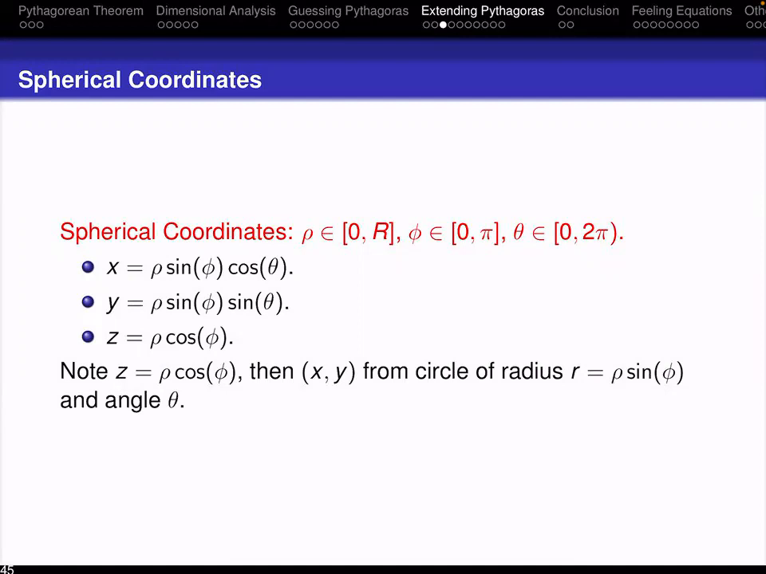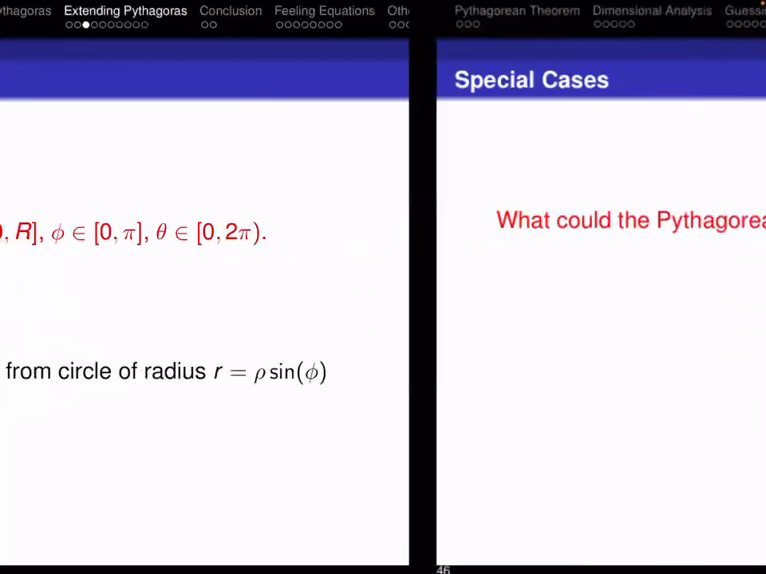So since z equals rho cosine phi, it's hard for me to do this even with the words in front of me. Since z equals rho cosine phi, that gives me a circle parallel to the xy plane of radius little r equals rho sine phi and angle theta. So you can see that now we have polar coordinates. We have my r and theta, and my r is a little bit reduced. It's not rho, it's rho sine phi.